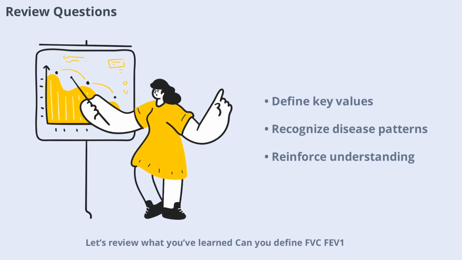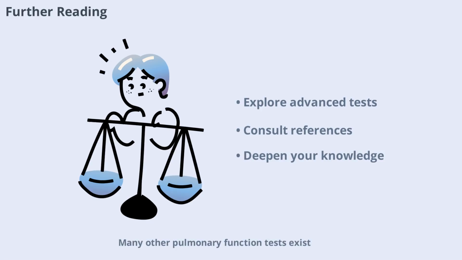Let's review what you've learned. Can you define FVC, FEV1, and the FEV1-FVC ratio? Do you know how these values change in obstructive versus restrictive lung diseases? Reviewing these concepts will help reinforce your understanding and prepare you for clinical application. Many other pulmonary function tests exist for both clinical and research purposes. For more detailed information, consult the reference list or specialized textbooks on respiratory physiology and pulmonary diagnostics.